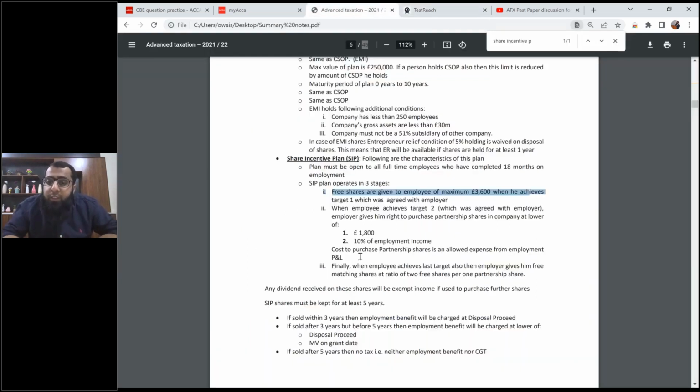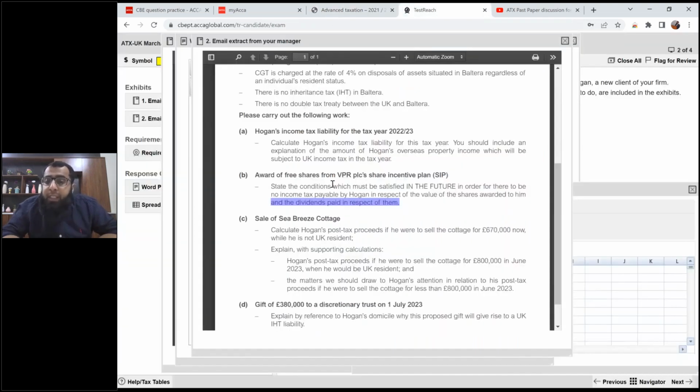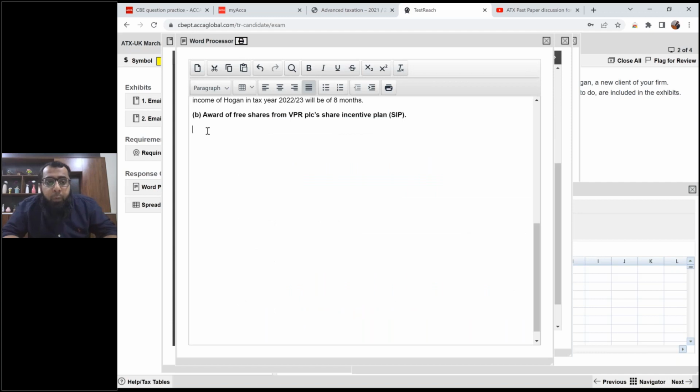See, it is written in the share incentive plan. Any dividend received on these shares will be exempt income if used to purchase further shares. SIP shares must be kept for 5 years. Okay, so state the conditions which need to be satisfied in the future in order that no income tax is payable on the shares. So what are the conditions? I will just copy it from the question.